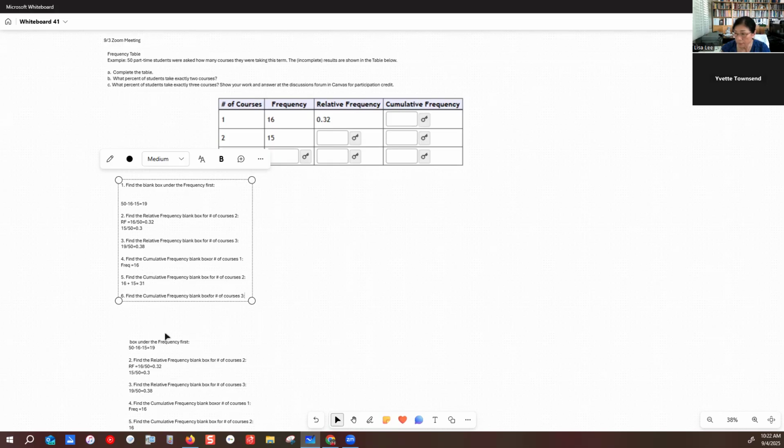So the last question is find the cumulative frequency blank box for number of the courses taking 3, right? And you should be able to complete it. You just take the frequency we got earlier from our procedure 1 there, right? 19. So take the 19 plus the number of students who took 2 courses and 1 course. Add them together, that should make the total 50. Okay. So this is how you complete this table.